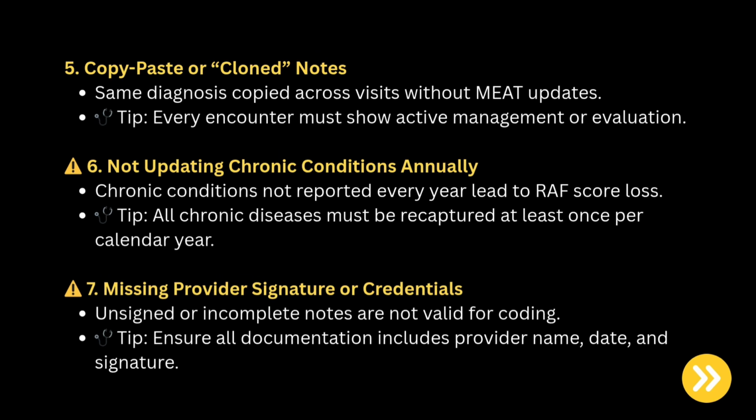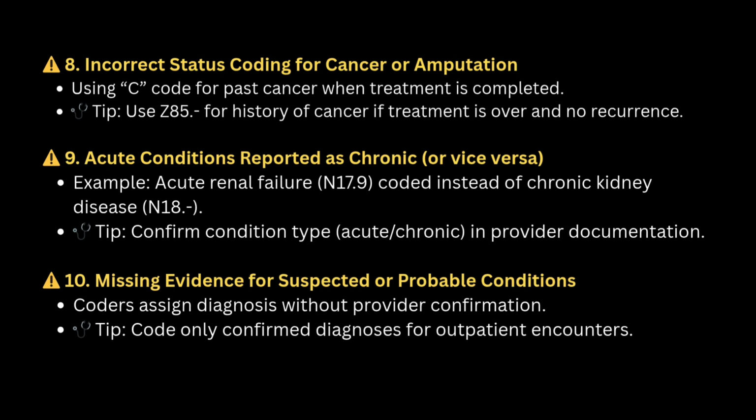Fifth point is copy, paste or cloned notes: the same diagnosis copied across visits without MEAT updates. Every encounter must show active management or evaluation. Sixth point, not updating chronic conditions annually. And seventh point is missing provider signature or credentials. That is very, very important. Ensure all documentation includes the signature.